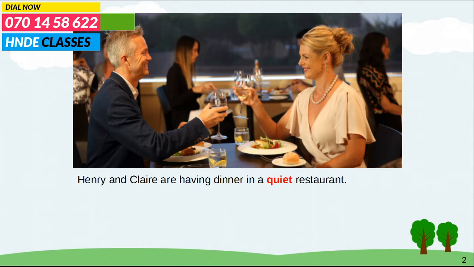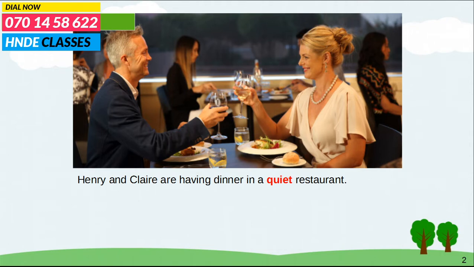This is sentence number 1, which I will be using to clarify what an adjective is. Henry and Claire, you can see Henry to the left and Claire to the right. Henry and Claire are having dinner in a quiet restaurant. The word highlighted in red is our adjective. Why is it an adjective? Because it gives us more information about the restaurant. It describes the restaurant, it modifies the restaurant. Here the restaurant is the noun and quiet is the adjective.